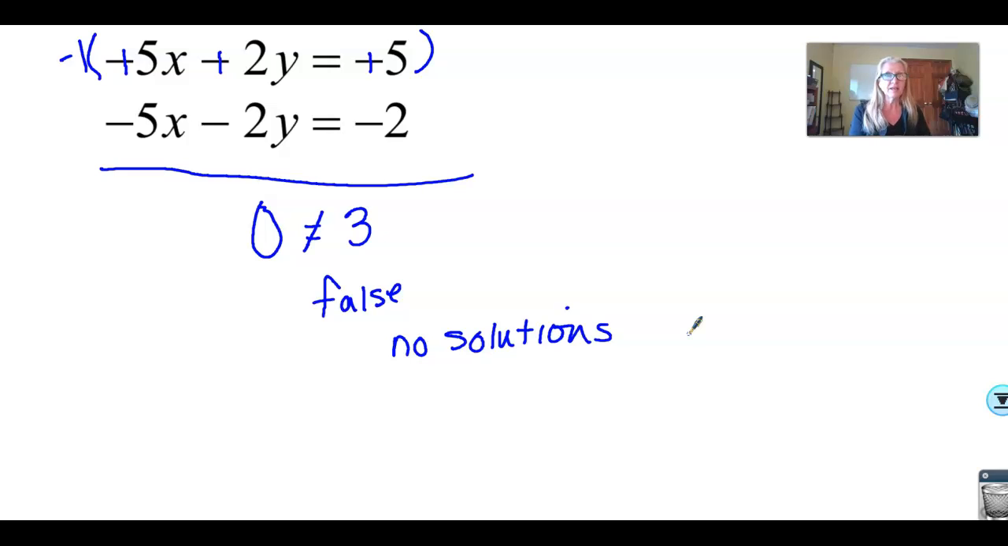So that's how you solve using elimination with addition. And, well, they want to call it subtraction. I call it, let's multiply everything by -1 and make it addition. Yeah, okay. So that's what we're going to be doing this week.